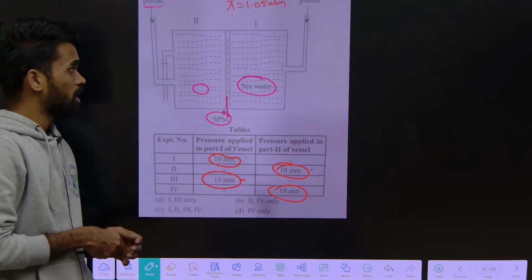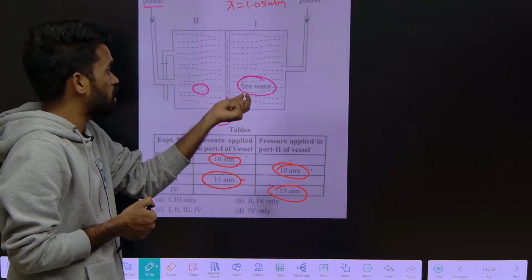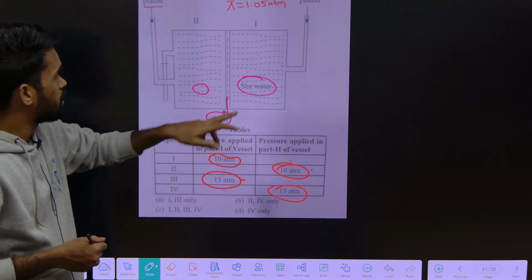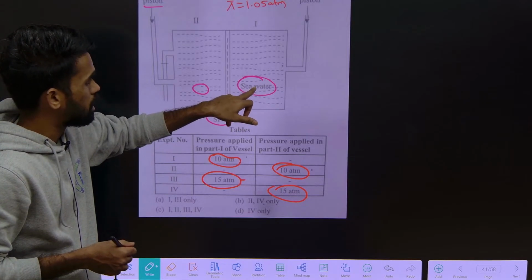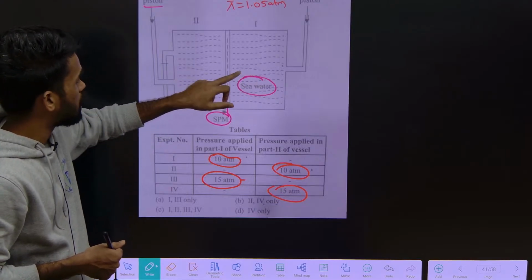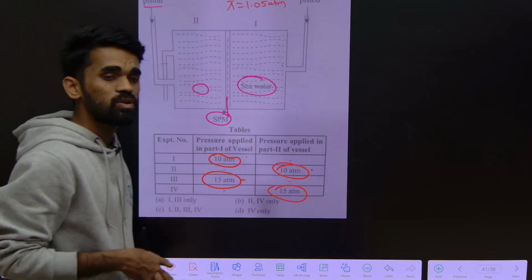They are asking, how can we purify the water? That means sea water should get purified. Pure water should move from the salt water, the sea water, to the other side. Solvent should flow from the sea water to the pure water side. So how will this be possible?